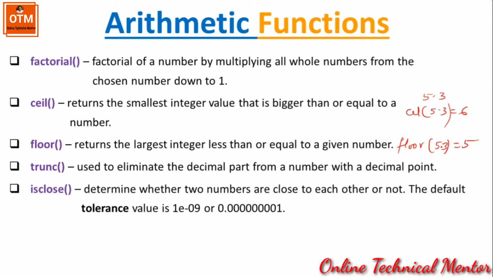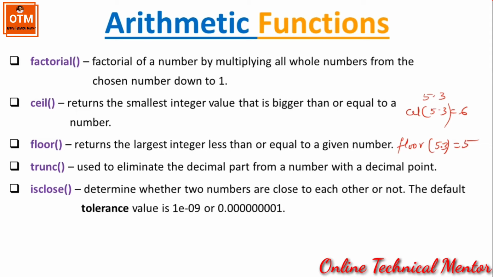Next is isclose. It determines whether two numbers are close to each other or not. It has a tolerance for closeness. It will return true if the two numbers are within your established tolerance or closeness, and otherwise return false. It may be relative tolerance or absolute tolerance. So I'm not going into the details. Let me show you with an example. But the example that I'm going to show you is with respect to relative tolerance.